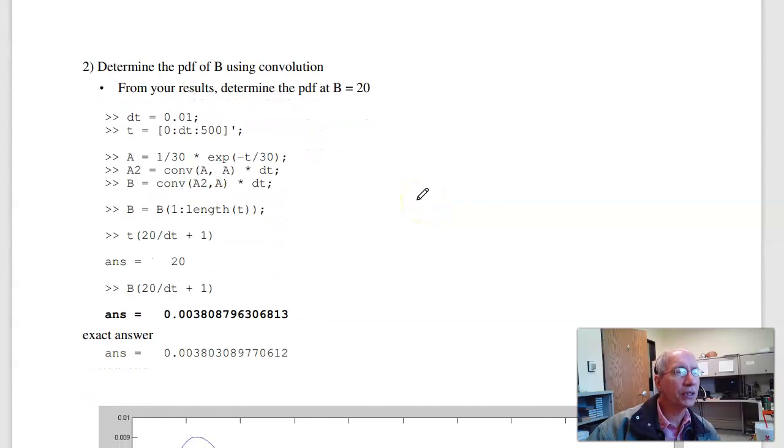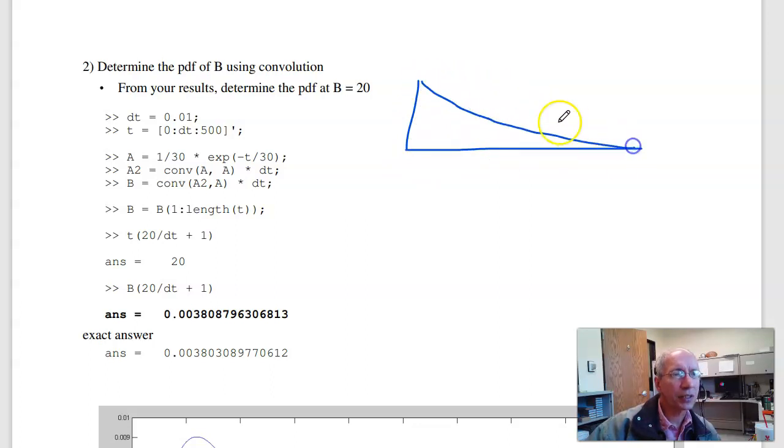Problem 2 is to repeat using convolution. So here what I can do is give the PDF for A. It decays exponentially as e to the minus t over 30. I'm going to take it out to 500 seconds. That gives you about e to the minus 20th. Not quite 0, but pretty darn close.